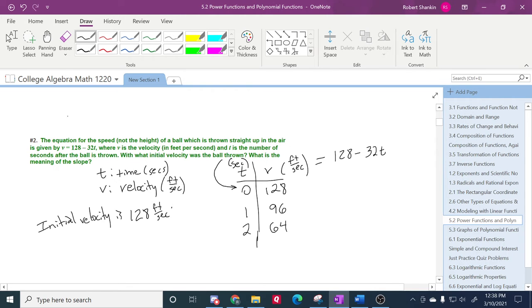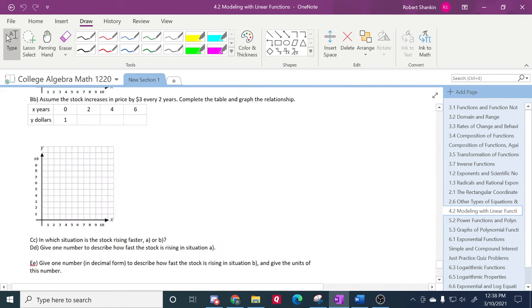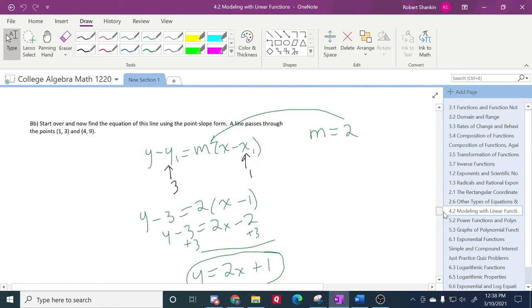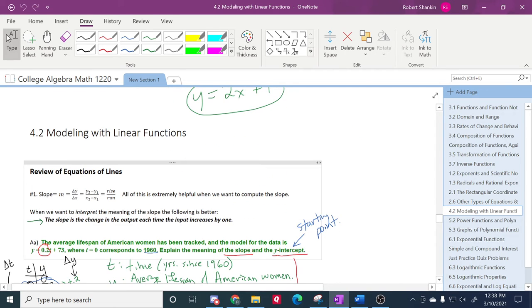The slope was a sentence that we had last time. Remember? Slope. When we first started this, we had all these ways that we did the slope. But the slope is the change in the output each time the input increases by 1. When you want to interpret it, that's what we want.